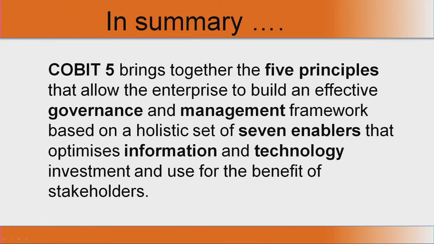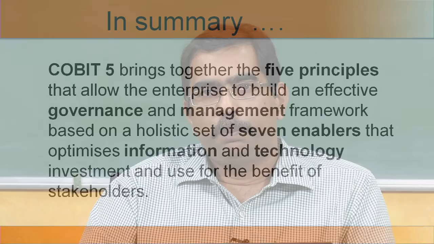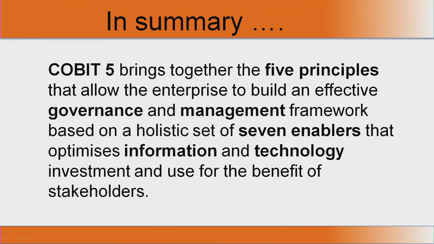So, in summary, what does COBIT do? It brings together the 5 principles. We have seen what the 5 principles are, which allow the organization or enterprise to build an effective governance and management framework. Based on what? It is based on a holistic set of 7 enablers that optimizes IT investment and use and benefit of the stakeholders.